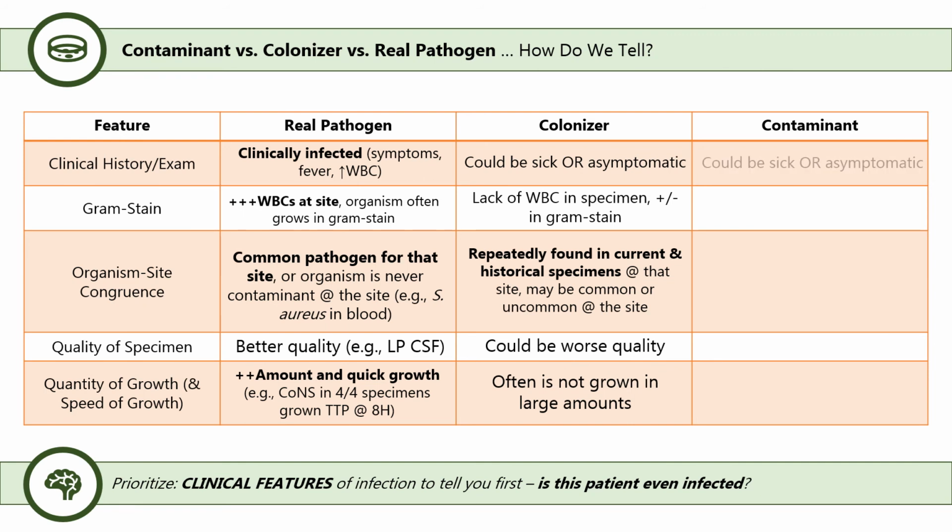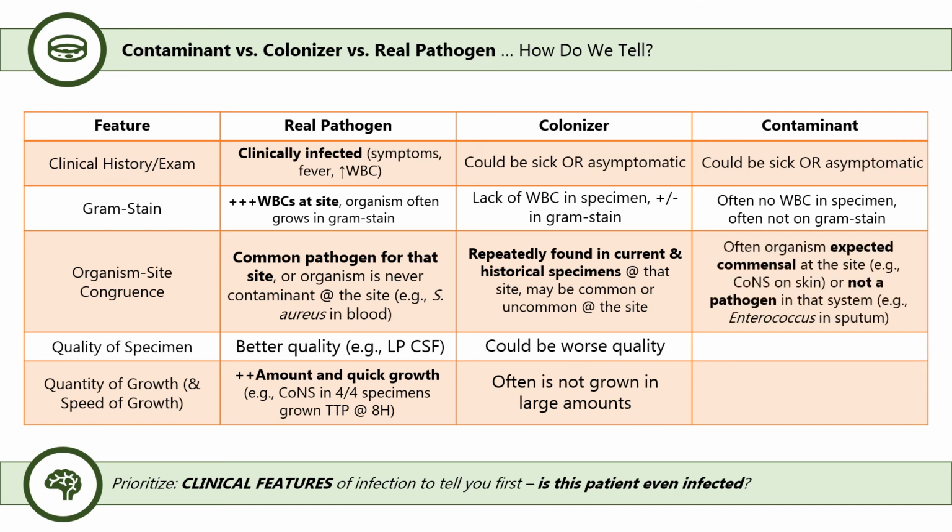A contaminant is the easiest to tell. Usually these patients are asymptomatic, although they could be sick for a totally different reason. The gram stain often has no white blood cells, and the organism is often not even seen on the gram stain, only found finally in final culture. The organism is an expected commensal at that site. So for example, swabbing coagulase negative staph on the skin, or not even a pathogen in that system.